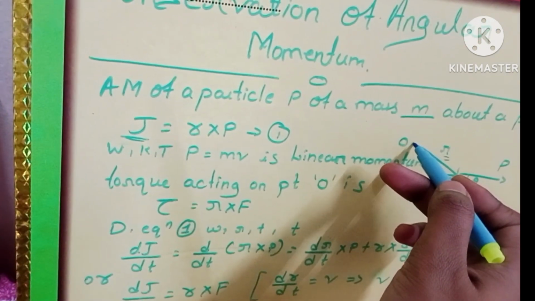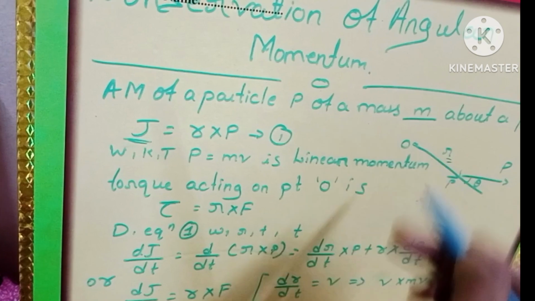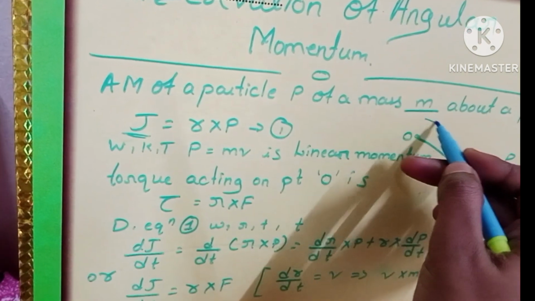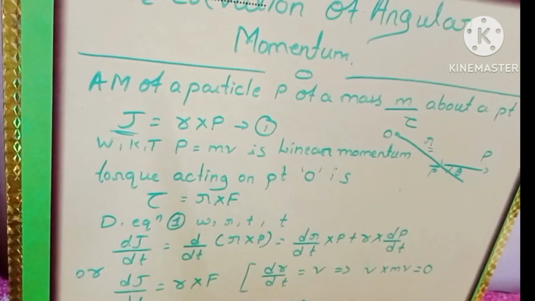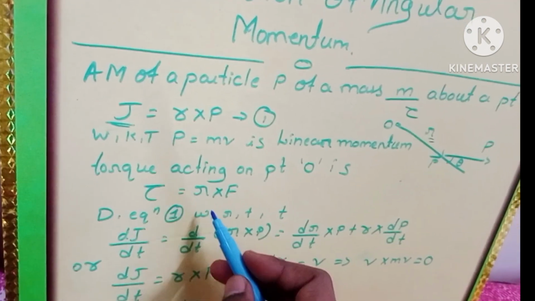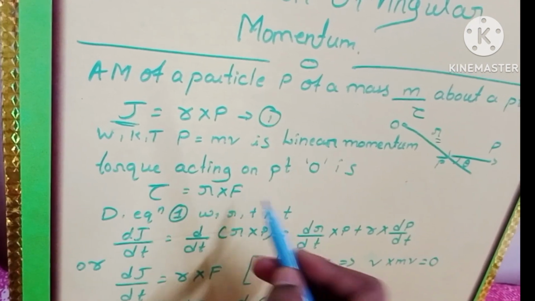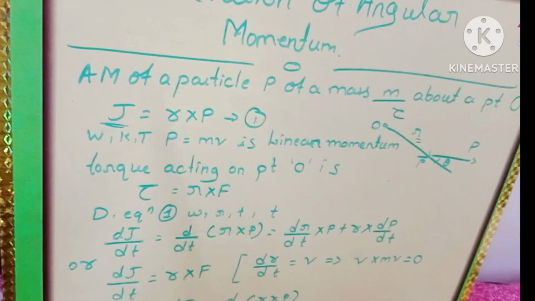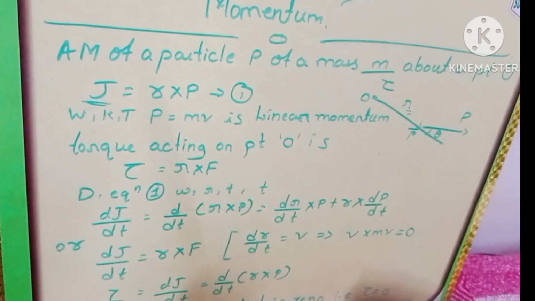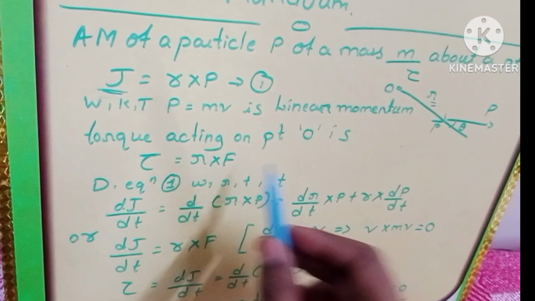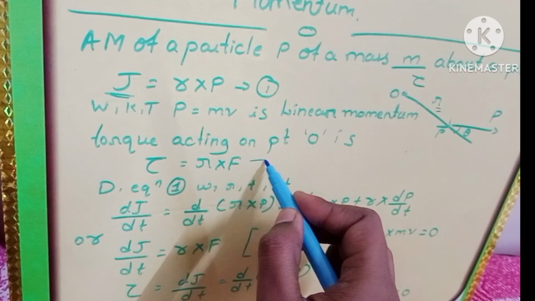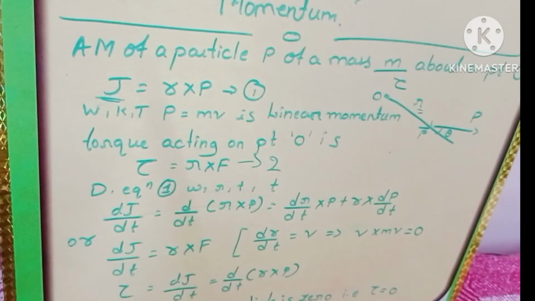On this particle at point O, a torque is acting. It can be written as tau = r cross F, where r is the perpendicular distance and F is the force acting on the particle. So tau = r cross F. Name it as equation number 2.